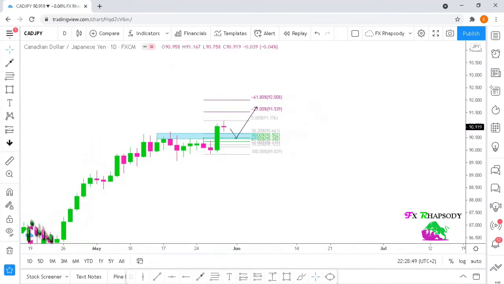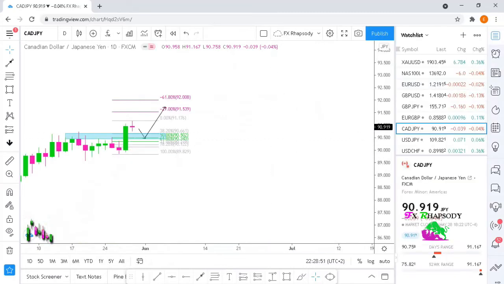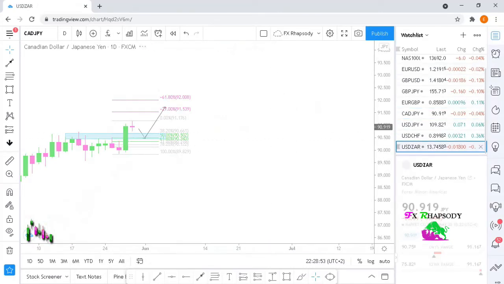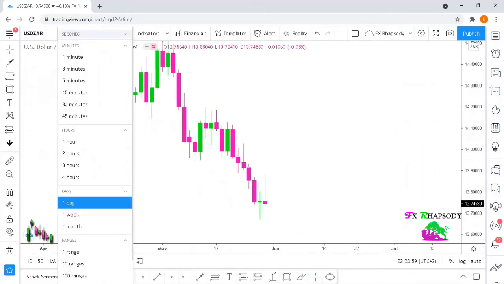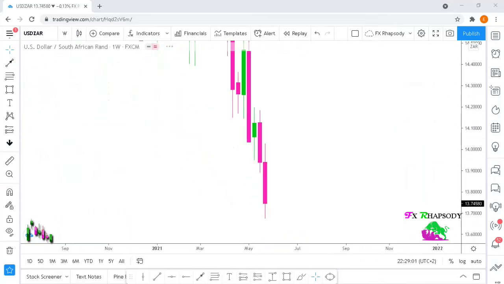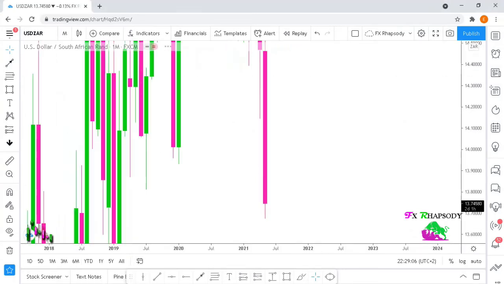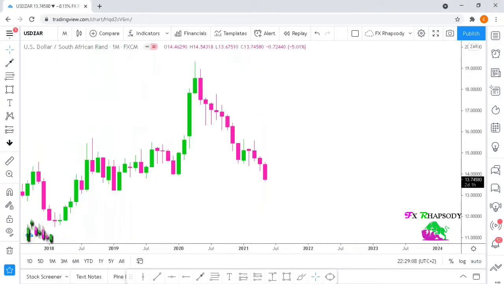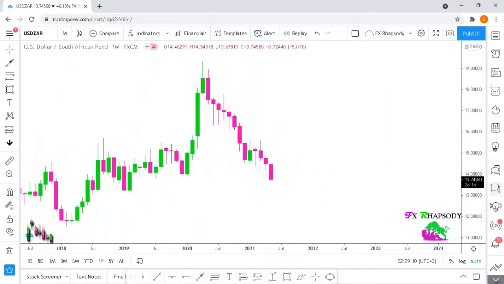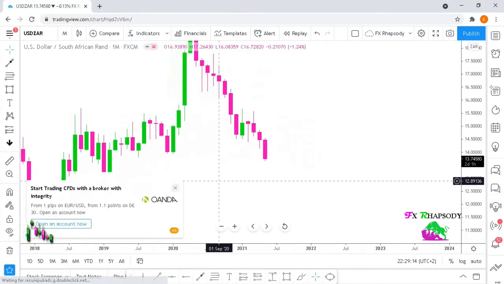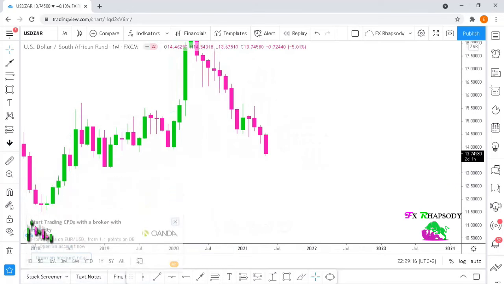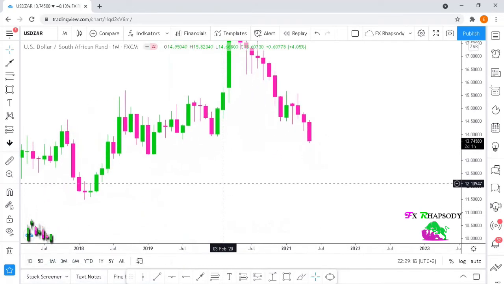All right, let's move on to the South African rand, the US dollar against the South African rand. Let's have a look at the monthly time frame quickly. This is the first time I'm analyzing this. I actually don't trade this pair. Somebody just asked me to have a look at this, so let's take a quick peek and see what we can see.